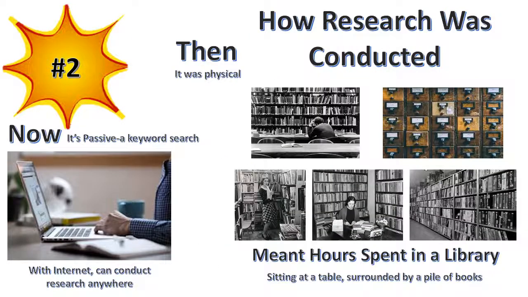Another change that we see is that research was done a lot differently than it is today. So how we conduct research has changed over the years. Now, if you look at the right side of this slide, you're going to see what looks like a library. And that is simply because in years gone by, most research had to be done in the library because that's where the books were. That's where the journal articles were. You had to go to them.